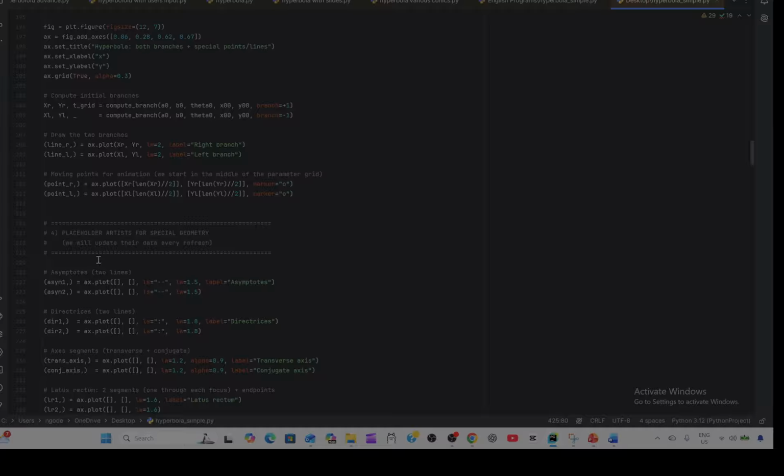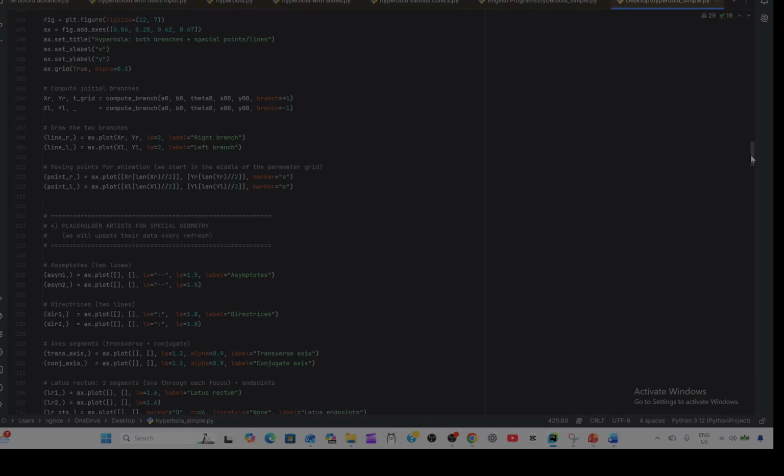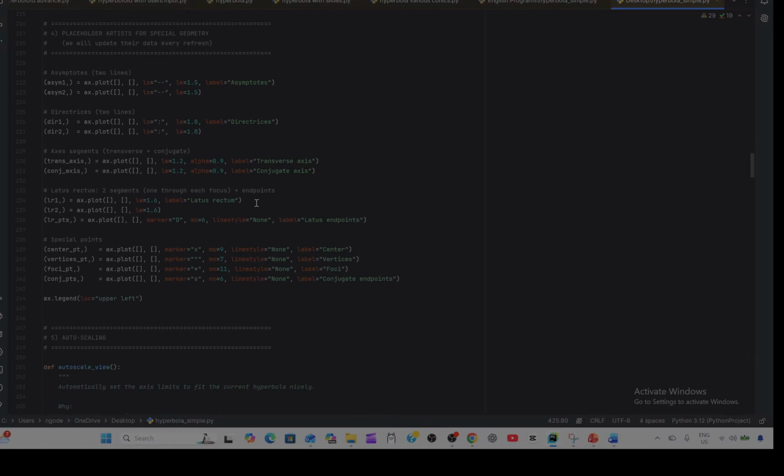So number 4, with a placeholder added for special geometry. You remember the table in the corner there with all the detail. This is all the syntax, right? Or all the coding: the label, asymptote, directrix, transverse axis, conjugate axis, like all these in the formula, right? All these in the table.